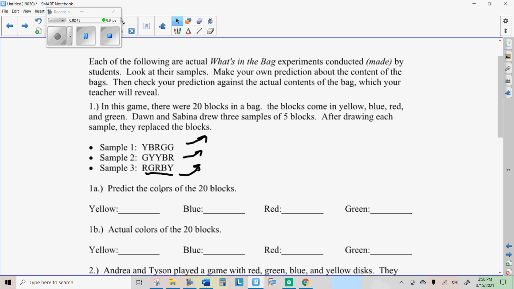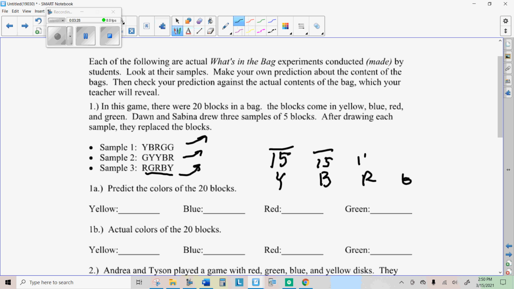Now, since we have 3 samples, and we always put them back in before we took our next sample, we can combine these samples and just pretend that we took a sample of 15, with 5 in each. Out of those 15, we can figure out how many are each of the colors: yellow, blue, red, and green. Then we have a rough idea of what is actually in the bag for each of those colors without actually having to take them all out.